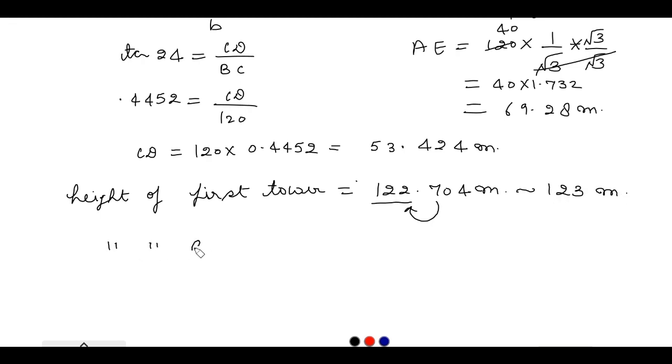And the height of the second tower, that is 53.424 meters. In three significant figures, we have to take three numerals. Then 53 and 4. Due to this 2, there will be no change in this digit. And this is 53.4 meters.